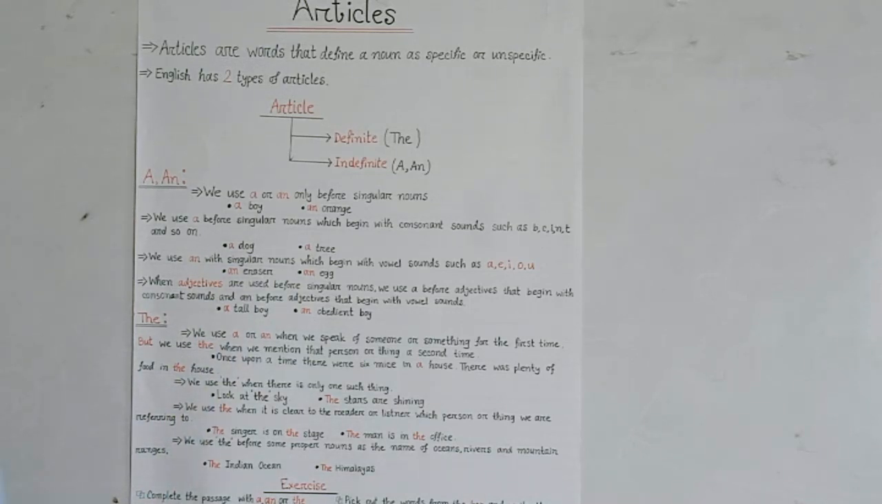So our rule is, when adjectives are used before singular nouns, we use a before adjectives that begin with consonant sounds and an before adjectives that begin with vowel sounds.